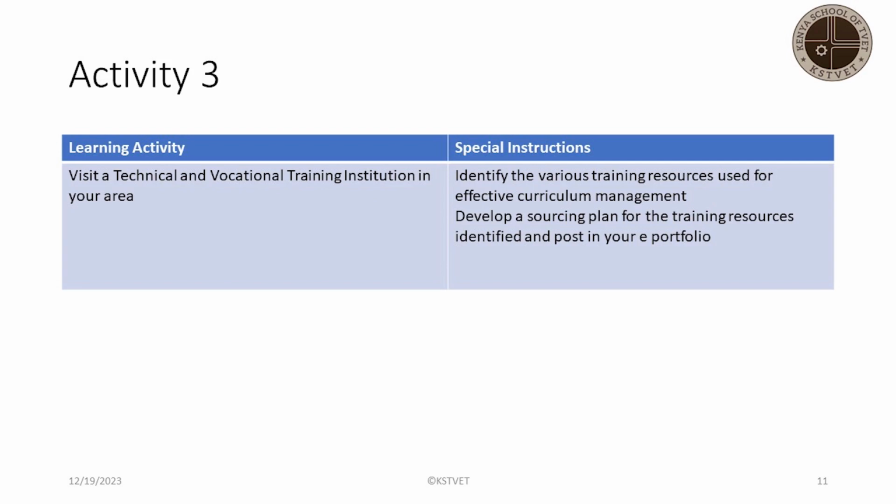Having covered the above, you are expected to carry out the following activity. Visit a technical and vocational training institution in your area. Identify the various training resources needed for effective curriculum management, and develop a sourcing plan for the training resources identified. The next topic will be on curriculum implementation process.